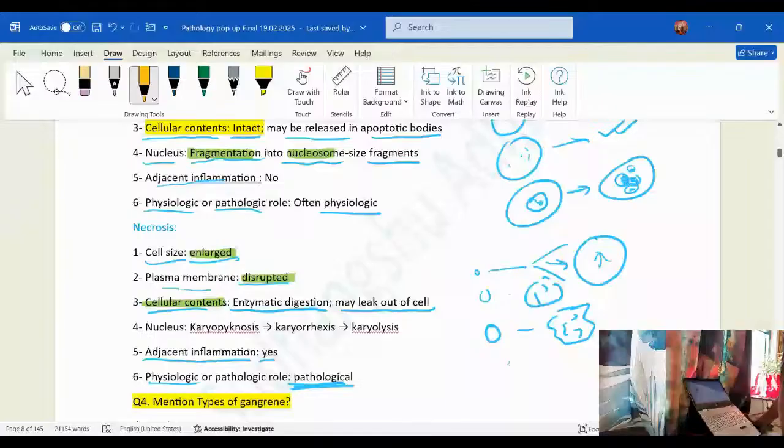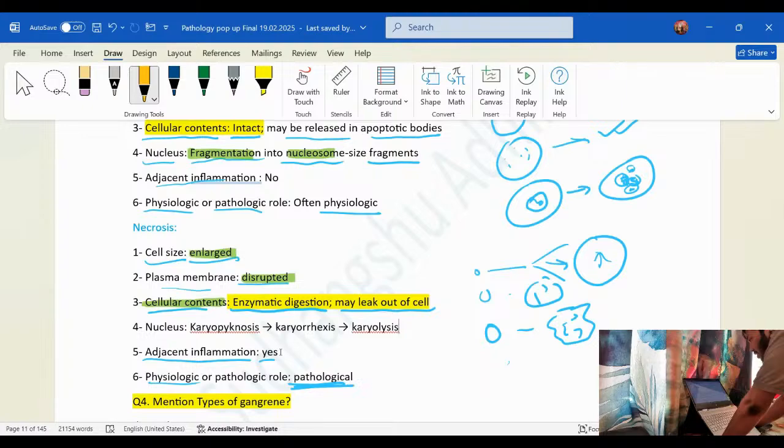Good point. Enzymatic digestion and may leak out of the cell. We can say karyopyknosis, karyorrhexis, and karyolysis. Karyopyknosis, karyorrhexis, karyolysis.